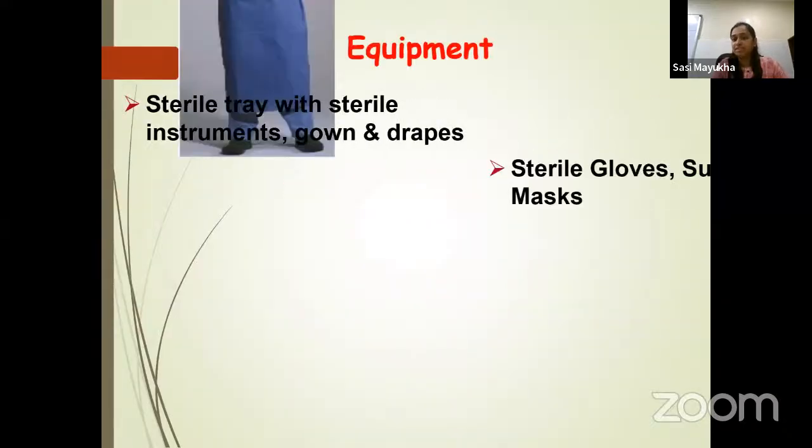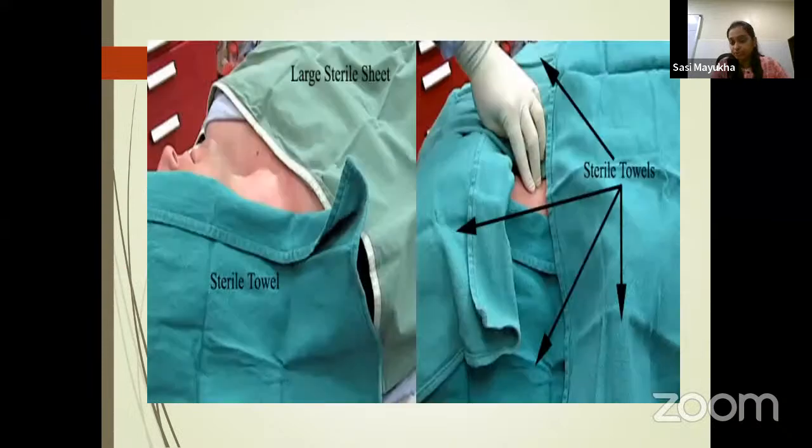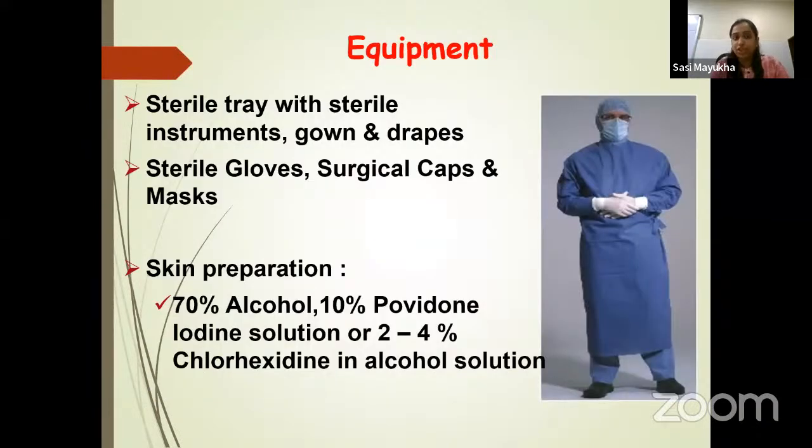What is the equipment required for central line insertion? You need a sterile tray with sterile instruments, gown and drapes, sterile gloves, caps and masks. The skin preparation should be done either with 70% alcohol, or 10% povidone iodine solution, or 2 to 4% chlorhexidine. But what all of us in ICU setups use now is chlorhexidine solution.